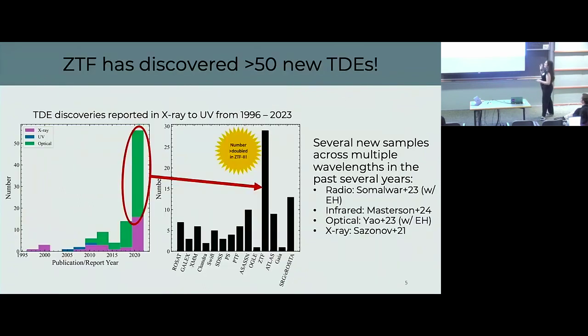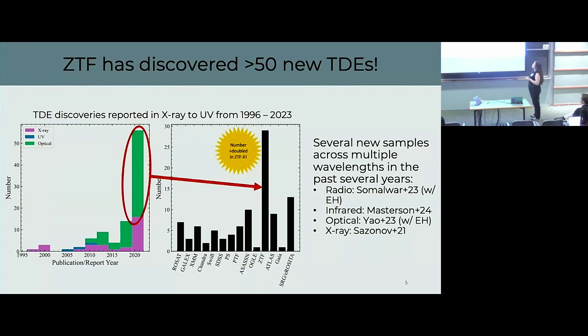So, in the past maybe decade or so, optically discovered TDEs have really led the general TDE discoveries. Of course, back in the late 90s and early 2000s, we first discovered TDEs as X-ray transients. But in the past several years, it's really been in the optical. And ZTF has been leading a lot of these discoveries.